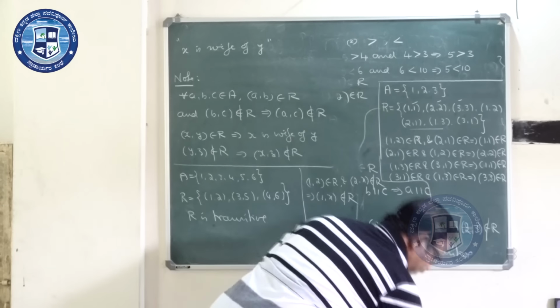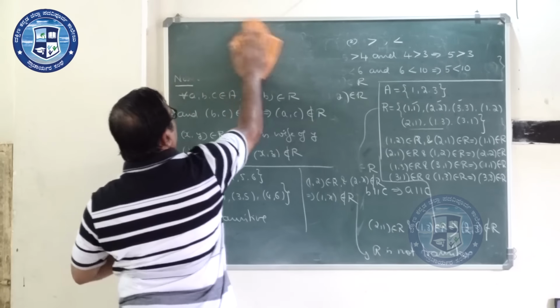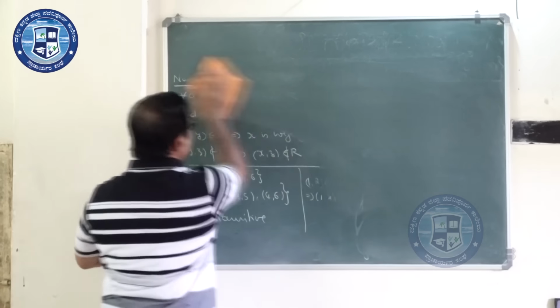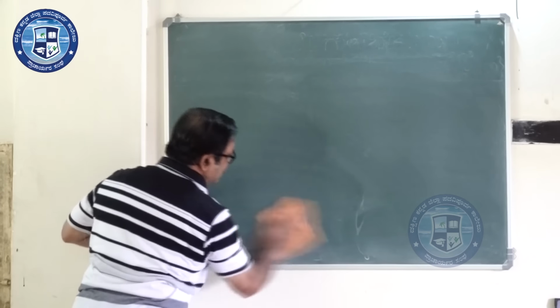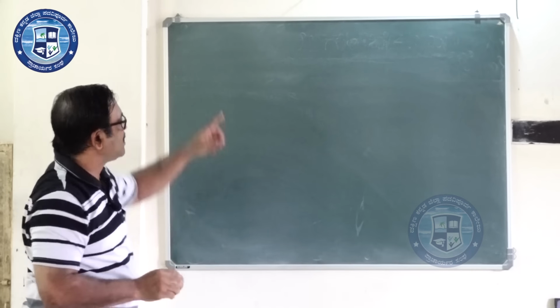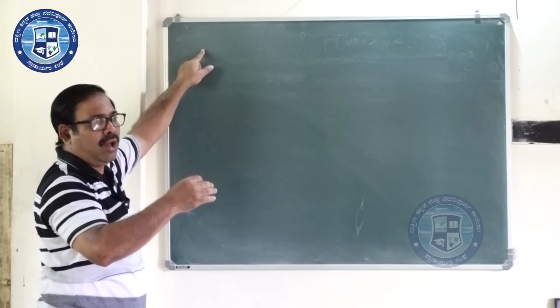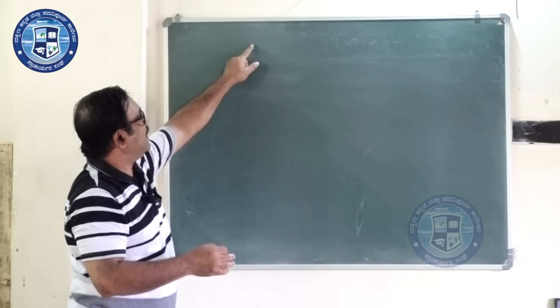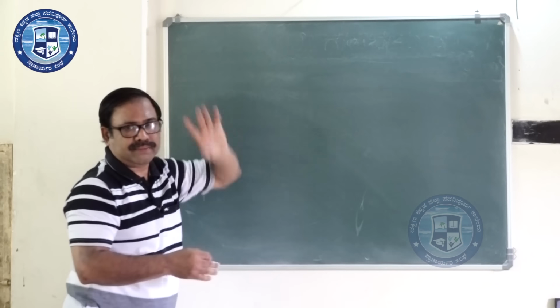Now, I have defined reflexive, symmetric and transitive. So what do you mean by reflexive? Once again we recall. Reflexive: for all a belongs to A, (a, a) belongs to R.